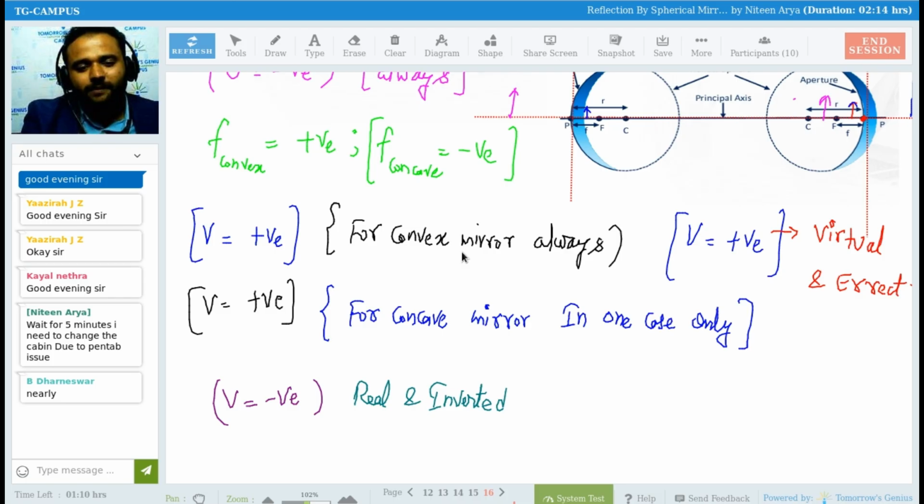Incident ray, reflected ray, principal axis. Do you guys know these things, or do I need to start from that? I think you know these things, so that's why I don't consider them.